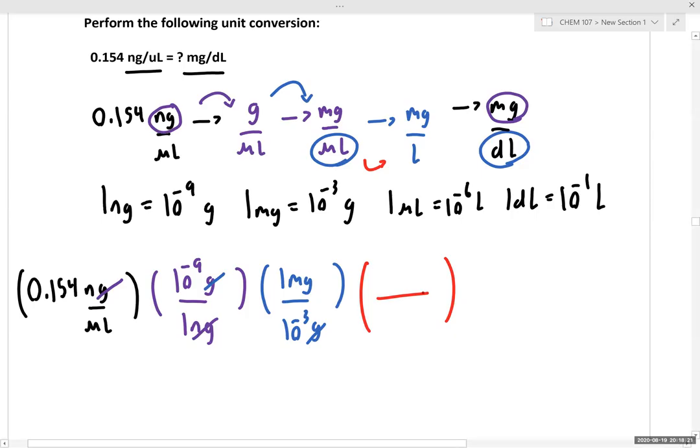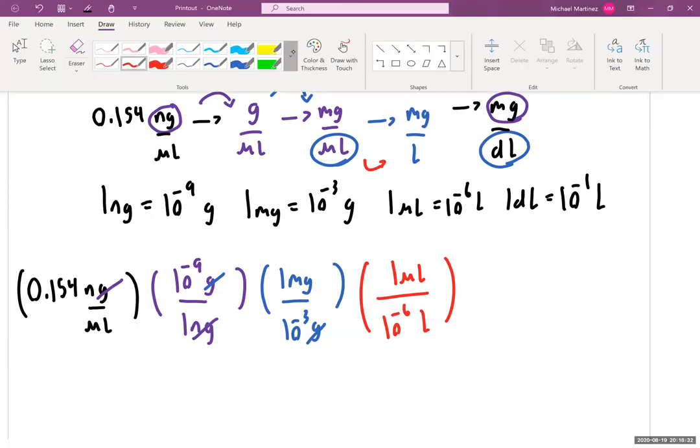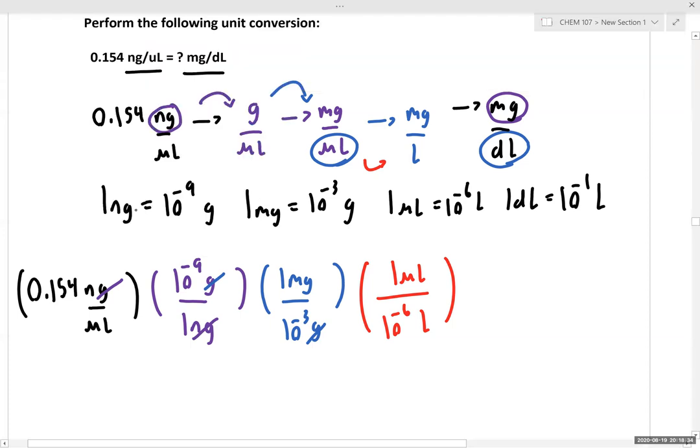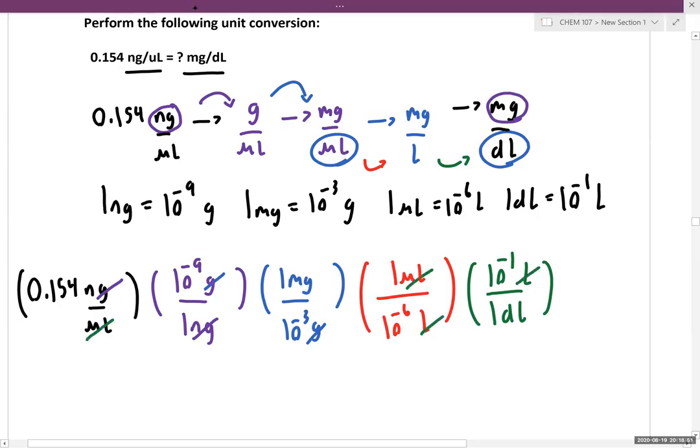On the bottom, exactly right. So we know 1 microliter corresponds to 10 to the negative 6th liter. Continuing on, going from liter to deciliter, or 1 over liter to 1 over deciliter, we're going to have units of deciliter on the bottom, and that corresponds to 10 to the negative 1st liter. So microliters cancel, liters cancel.